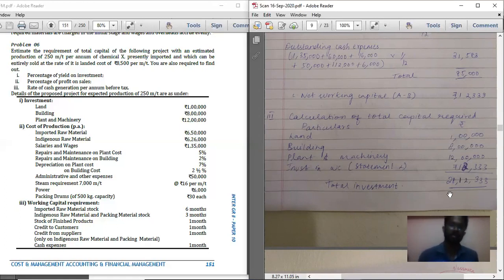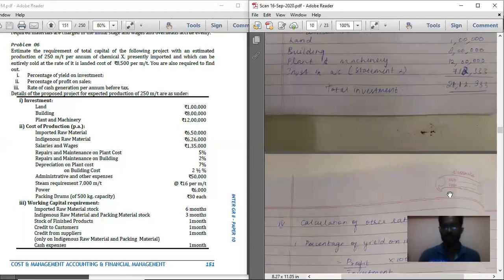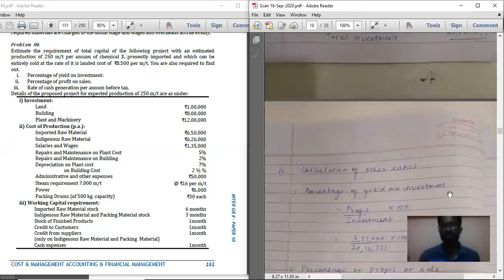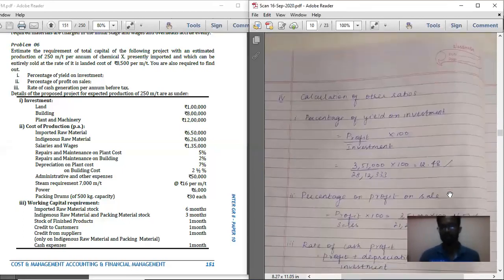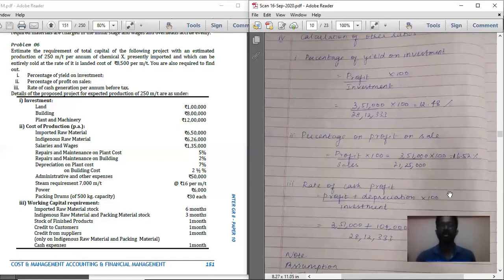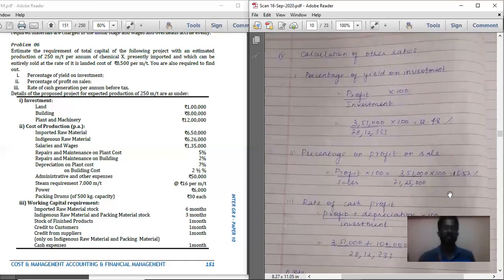Now total it: 28,12,333 in respect of the total investment. So with this we have calculated the total investment. Three formulas they are asking: profit on investment, profit on sales, and cash profit divided by total investment, which is the rate of cash generation.